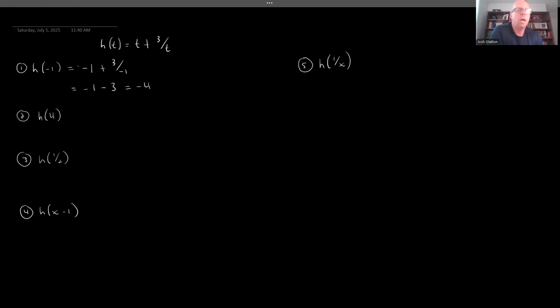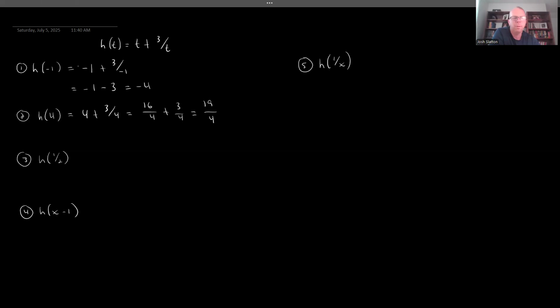H of 4, we're going to plug in 4 for t. So we have 4 plus 3 over 4. And we can find a common denominator. So that would be 4. So this becomes 16 over 4 plus 3 over 4. And so now we add across the numerators and we get 19 over 4.